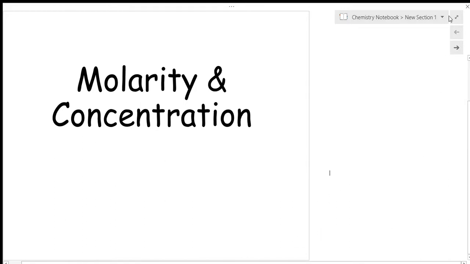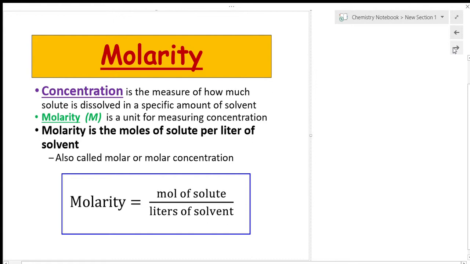These are your class notes for learning how to calculate molarity. Molarity is just a unit for measuring concentration, which is how much solute you have dissolved in a solvent. Molarity is simply the moles of solute per liter of solvent. So if that's what you were trying to calculate, you just have to divide the moles by the liter.